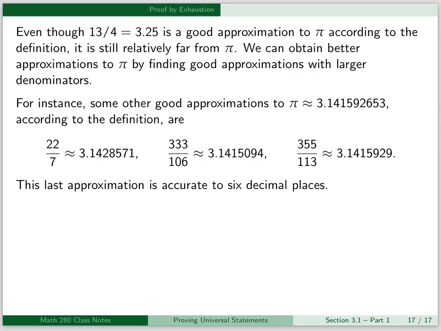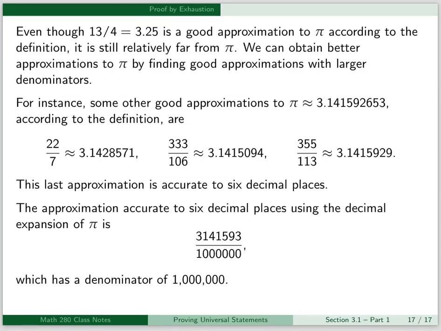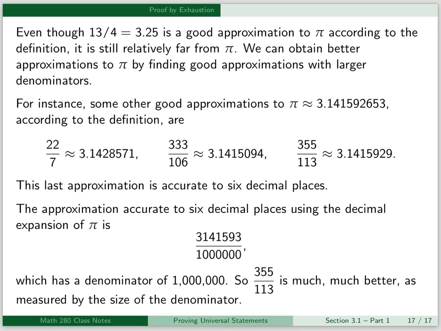This last approximation is accurate to 6 decimal places. The approximation accurate to 6 decimal places using the decimal expansion of pi is going to be 3,141,593 over 1 million, which has a denominator of 1 million. So 355/113 is much, much better as measured by the size of the denominator.